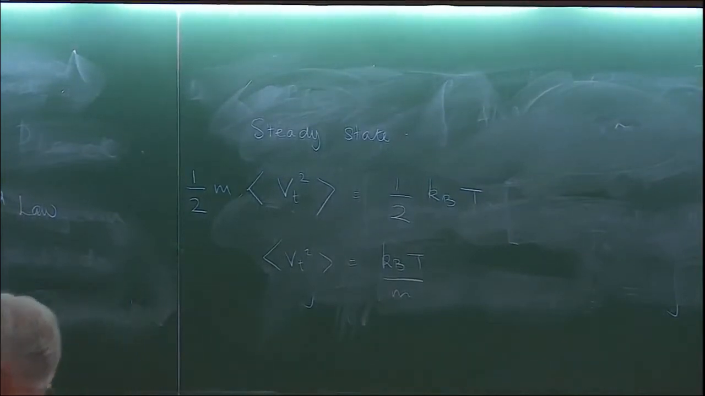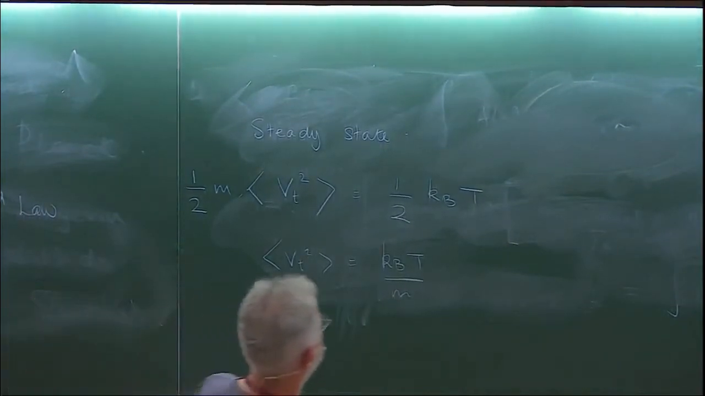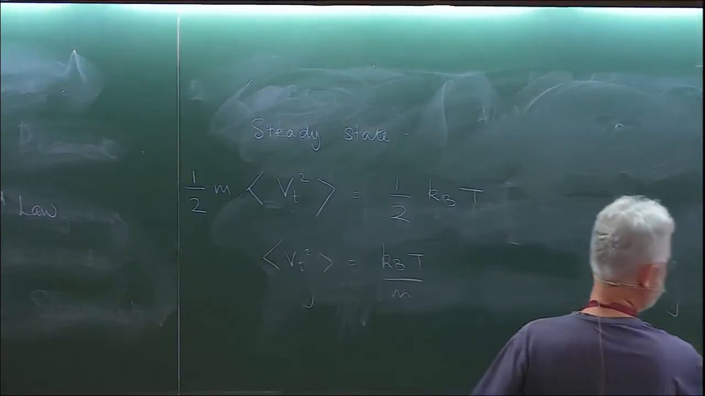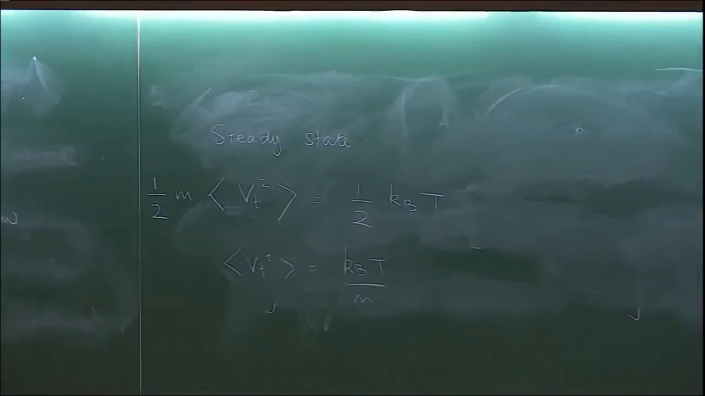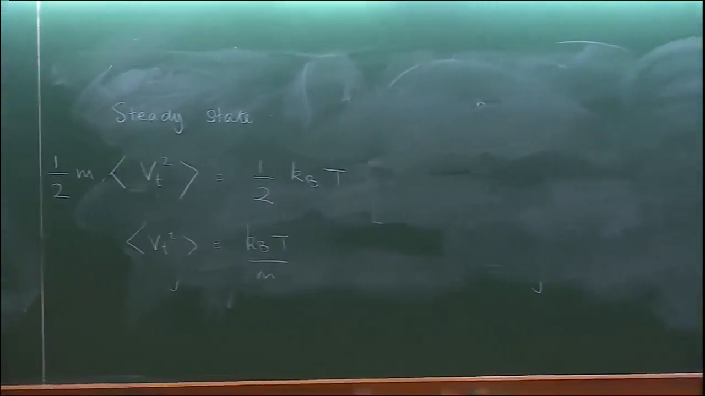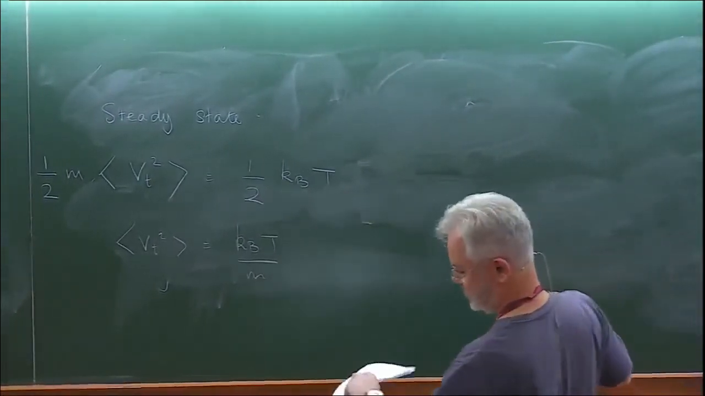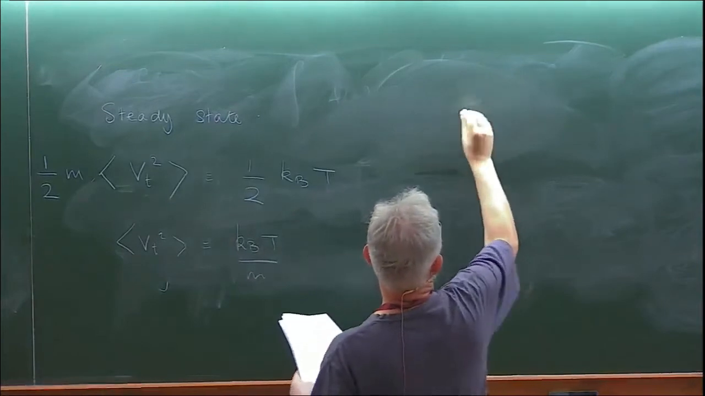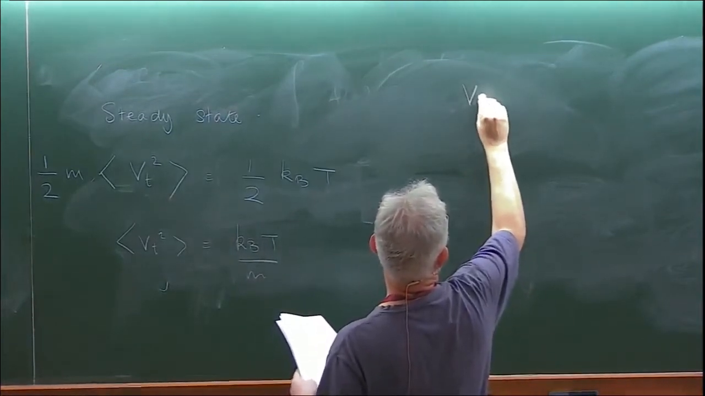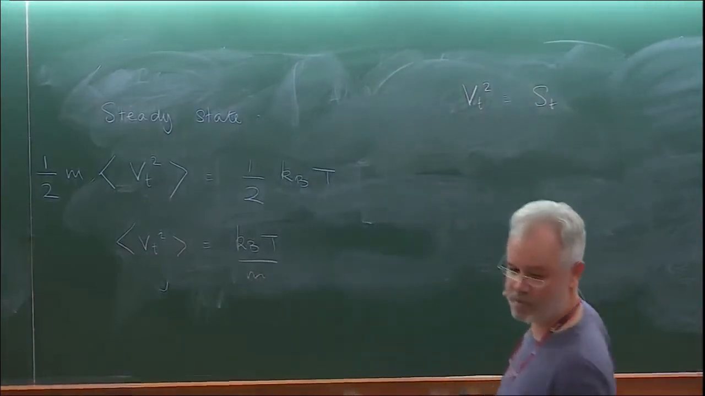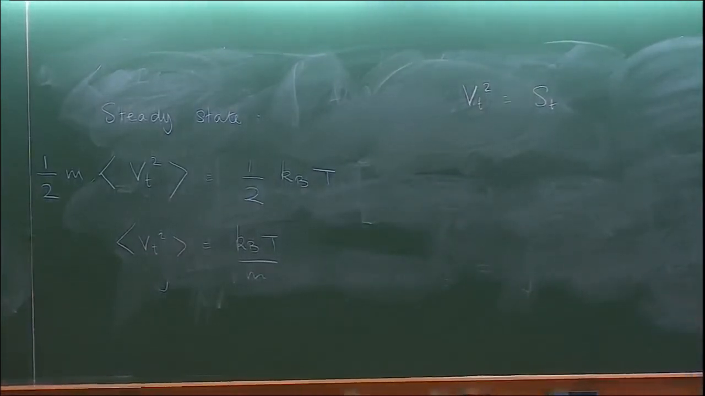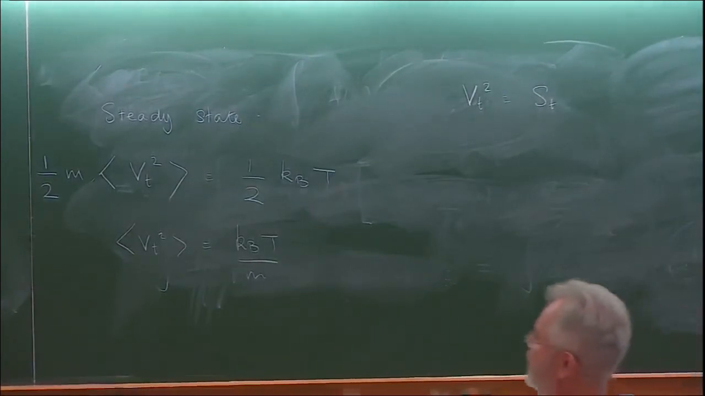So let me have a look at this. This is a nice calculation because it shows you how the stochastic calculus works. Let me have a look at V squared. So let me call V_t squared S of t. This is what I want to compute. I want to look at the equilibrium distribution of S of t.